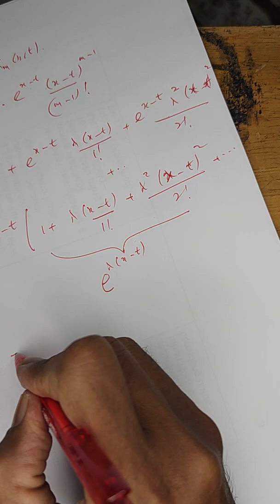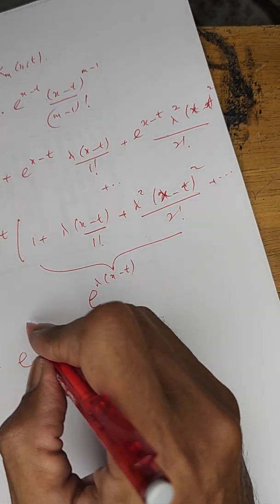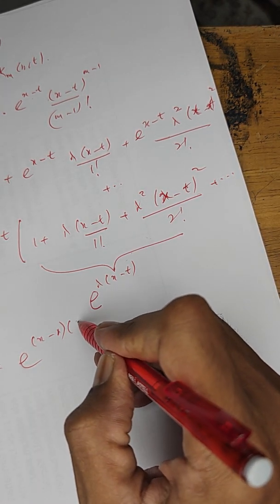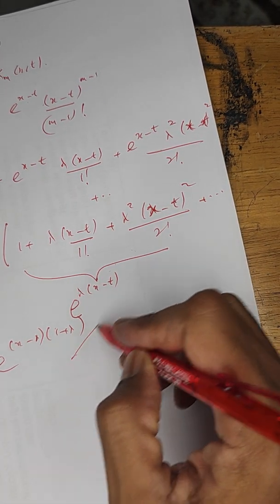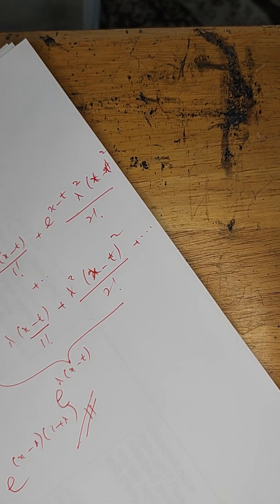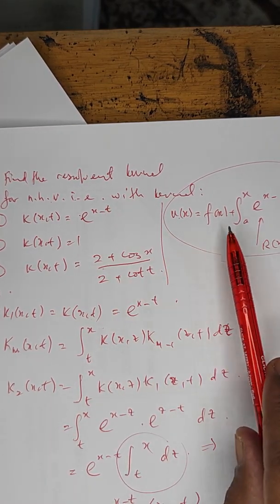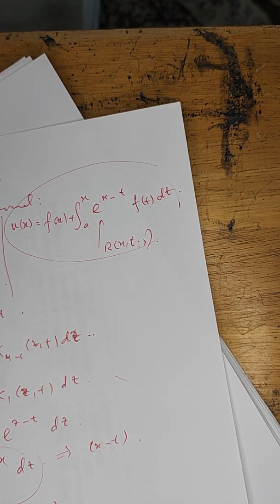So therefore we have, this is e^(lambda (x minus t)). So this is the resolvent kernel that we are looking for. Okay, if you know f in the equation, if you know f, and you know the kernel, then definitely we can solve this problem.